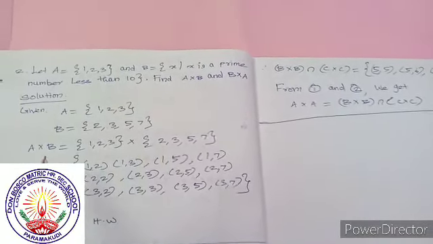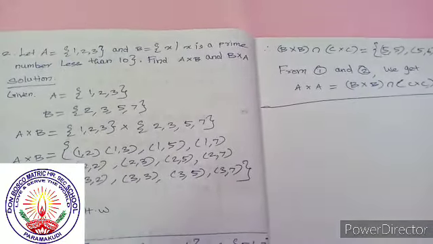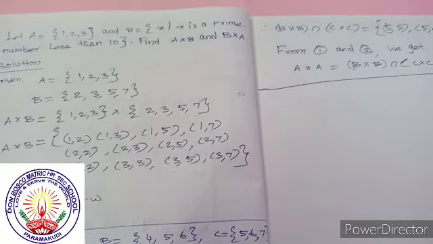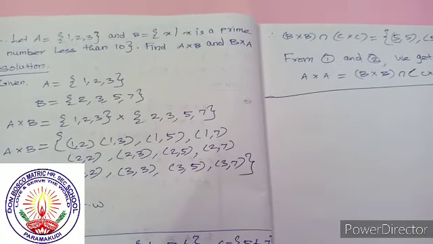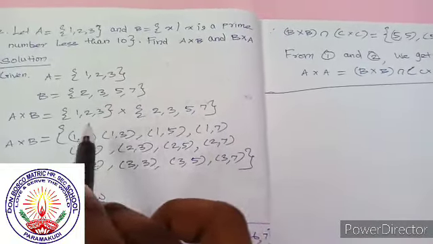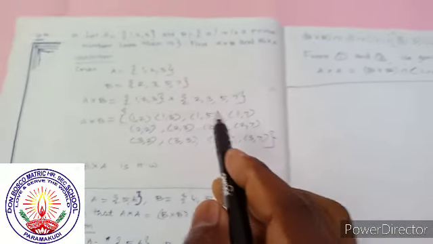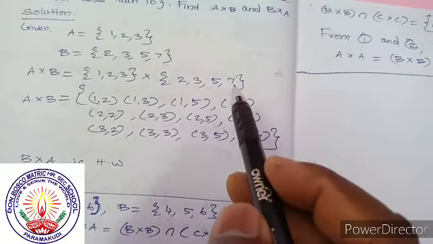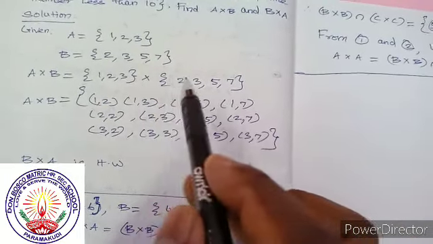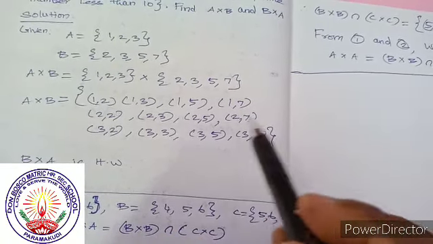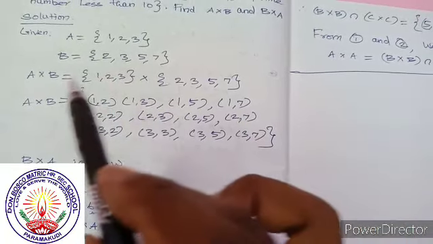So first one A cross B. A cross B means first A, then the set B. Here 3 elements, take one element 1. Here take one element 2. (1, 2). Like that, (1, 3), (1, 5), (1, 7). Take another element 2: (2, 2), (2, 3), (2, 5) and (2, 7). Next one 3: (3, 2), (3, 3), (3, 5) and (3, 7). So we have 3 into 4 is equal to 12 elements. 1, 2, 3, 4, 5, 6, 7, 8, 9, 10, 11, 12. 12 elements in A cross B.